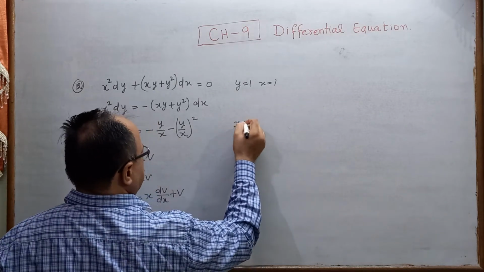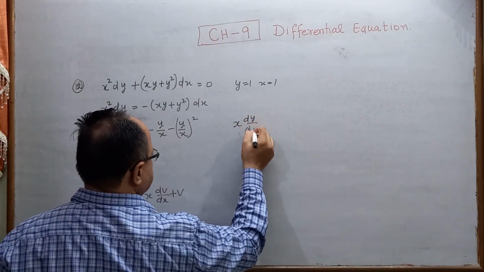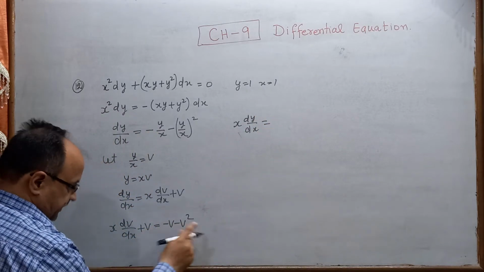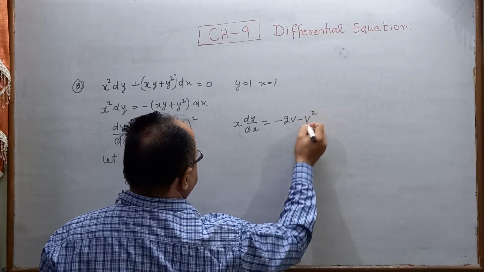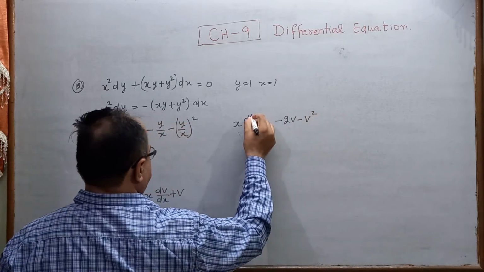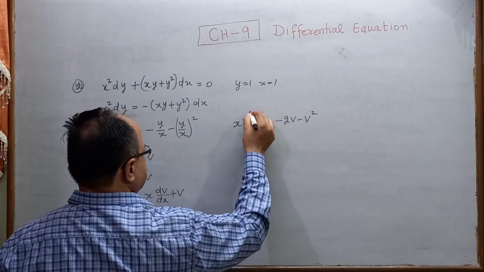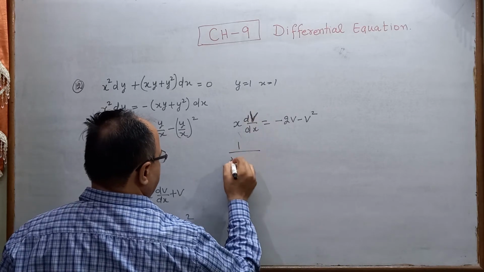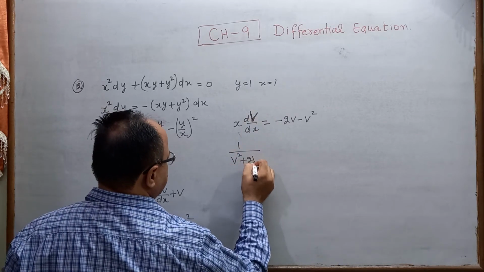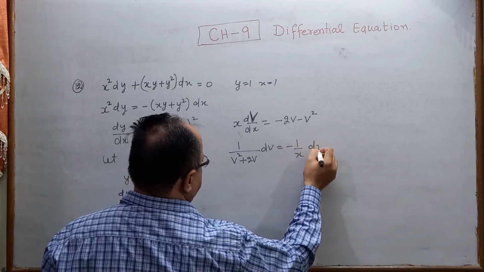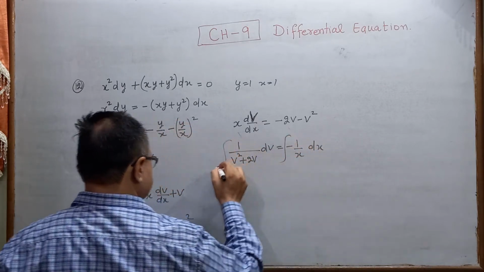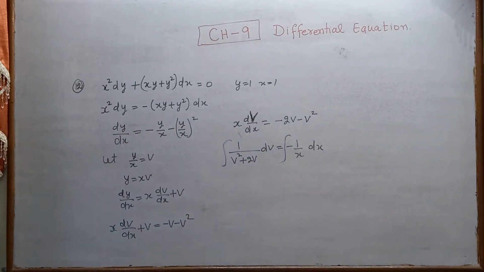Therefore, you can say x dv by dx, shift this quantity to the right hand side, that is minus 2v minus v square. Now separate the variables. 1 upon v square plus 2v dv is equal to minus 1 by x dx. Then integrate. Correct?